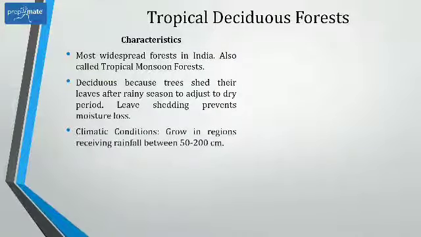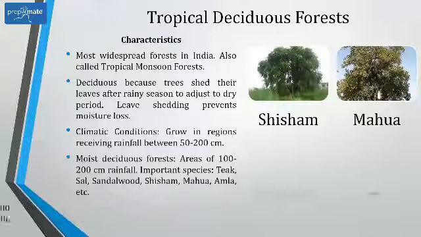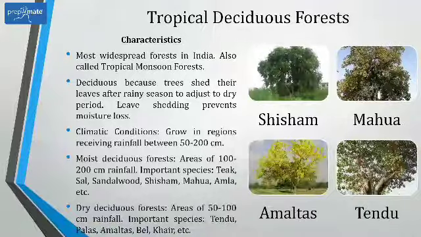These forest types are found in regions which receive 50 to 200 centimeters of rainfall. Depending on the amount of rainfall, deciduous forests are divided into the following two types. Moist deciduous forests. They thrive in areas that receive 100 to 200 centimeters of rainfall. Important species found here are shisham, mahua, amla, teak, sal, sandalwood, etc. Dry deciduous forests. They thrive in areas that receive 50 to 100 centimeters of rainfall. Important species found here are tendu, amaltas, palas, bale, khair, etc.